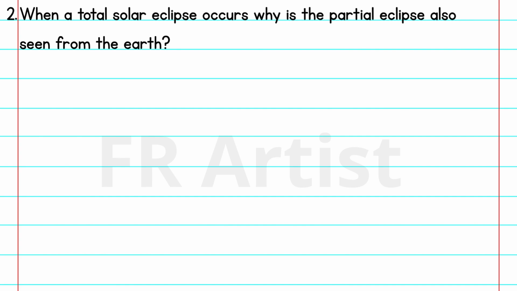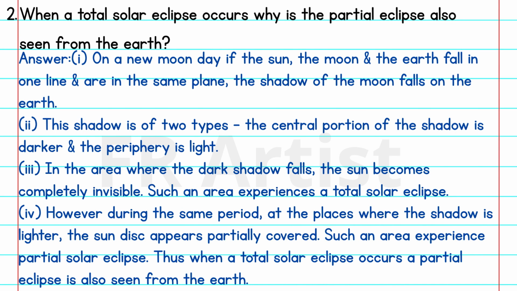Second, when a total solar eclipse occurs, why is the partial eclipse also seen from the Earth? Answer. First point, on a new moon day, if the Sun, the Moon and the Earth fall in one line and are in the same plane, the shadow of the Moon falls on the Earth. Second point, this shadow is of two types. The central portion of the shadow is darker and the periphery is light.